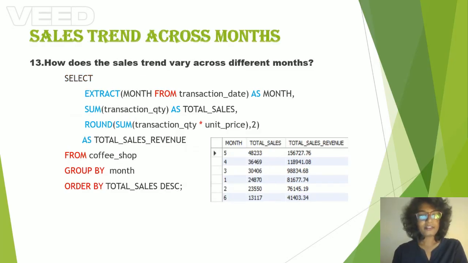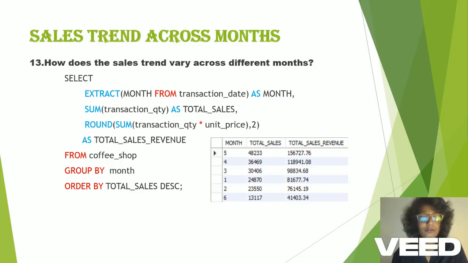Question number 13. How does the sales trend vary across different months? To calculate the sales trend across different months, firstly we have to extract the month, then calculate the total number of products sold in each month, then calculate the total sales revenue per month. By analyzing the output, we got May has the highest sales with 48,233 total sales and 1,56,727.76 in revenue. And the lowest sales occur in June.